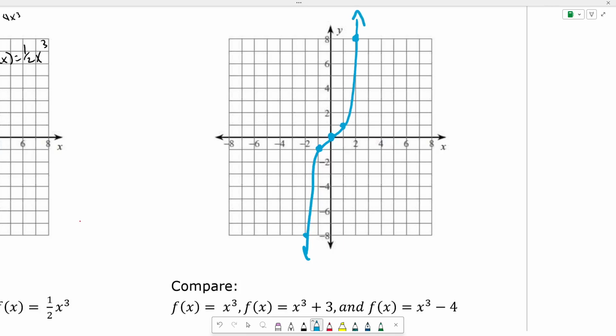Now this next one says, hey, I'm going to add 3 to it. The number on the outside when it's being added like this is going to shift everything in the direction that it's given. So with this one, the plus 3 means I'm going to move it up 3 units. So everything gets moved up 3 units. 1, 2, 3. This one here, 1, 2, 3.